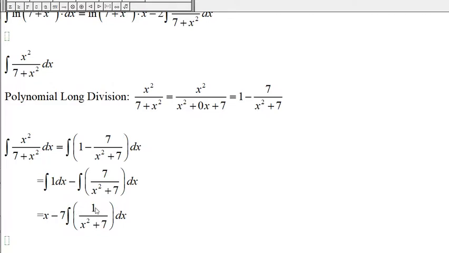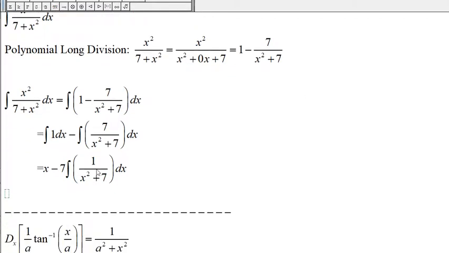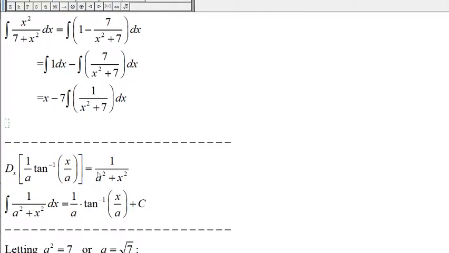So this integral has the form of 1 over x squared plus a squared. And we have a tangent inverse formula for this. Recall that the derivative of 1 over a times tangent inverse of x over a is 1 over a squared plus x squared. So the integral of 1 over a squared plus x squared is 1 over a times tangent inverse of x over a.